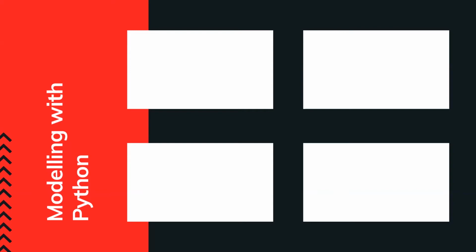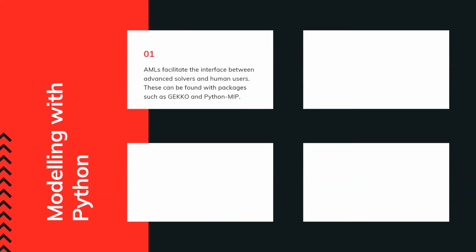Anyway, so we have algebraic modeling languages, and you could find a lot of these in Python. There's SciPy, and there'll be the ones that talked about, like Gecko and Python MIP, that you'd use to solve these optimization problems. So AMLs, algebraic modeling languages, facilitate the interface between advanced solvers and human users. So there's a lot going on at the back end that we won't particularly understand, but they save us a lot of time in terms of solving these problems.